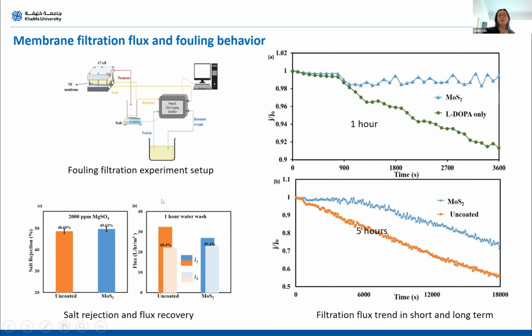Both the neat and fouled membranes, uncoated and coated, were thoroughly washed with water for 1 hour. We found the recovery of the flux of the neat membranes is 68%. However, much higher recovery was found for the coated one, which is 85%. So this suggests that on the coated surface, detachment of the foulant is much looser and easier to remove.